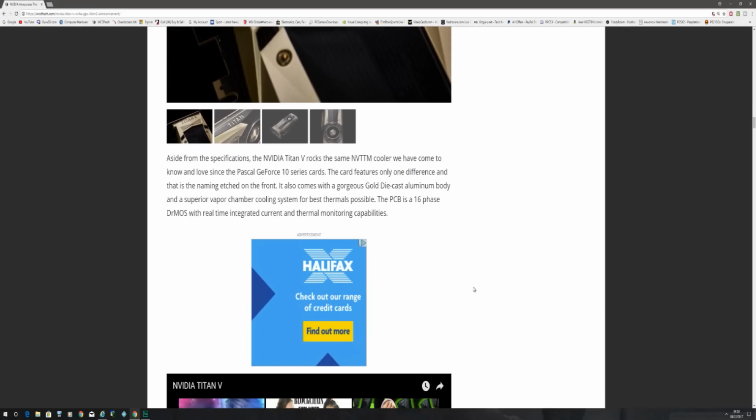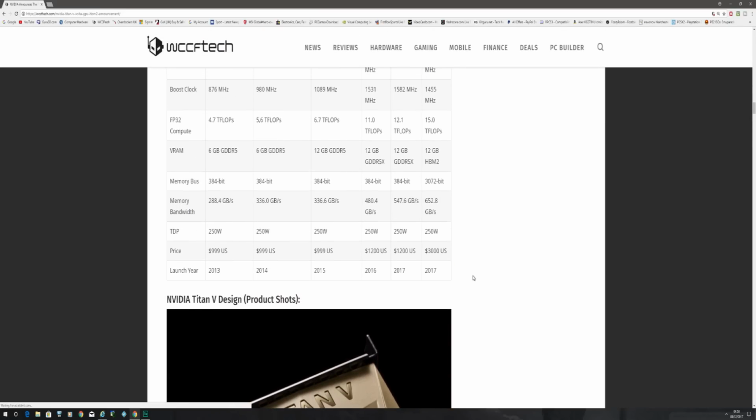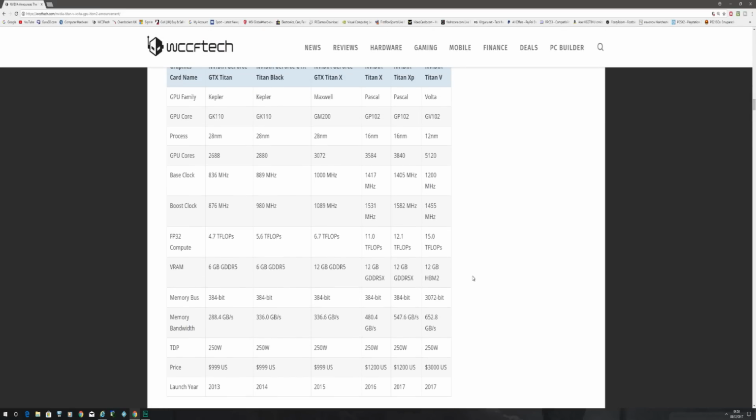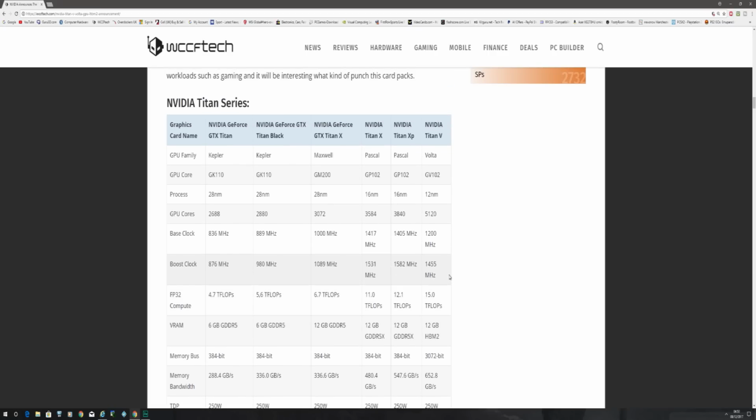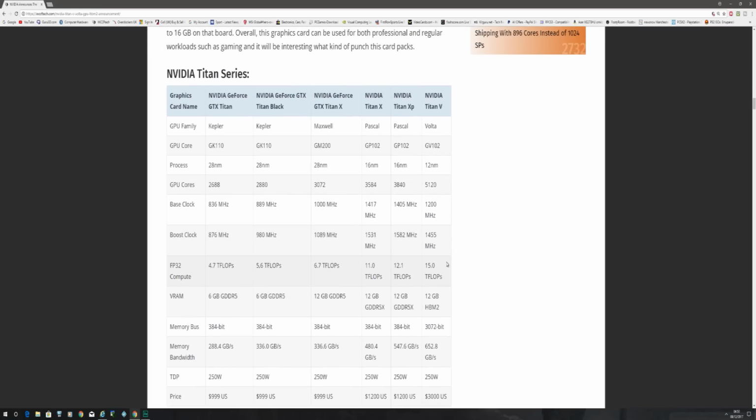Not really concerning me anyway. I haven't got $3,000 to spend on a graphics card, and it would be wrong to do so anyway, because it's just a ridiculous amount of money. But 5,120 CUDA cores, 12 gigabytes of HBM2.